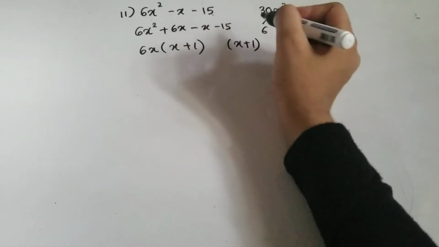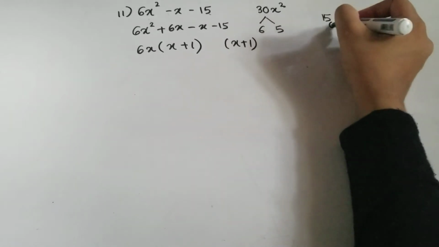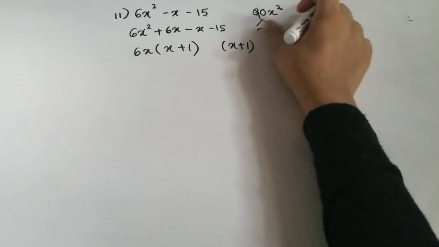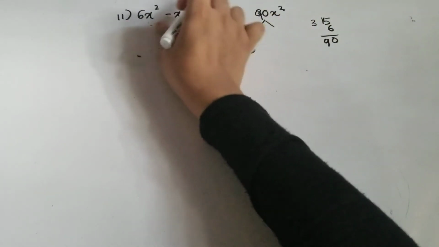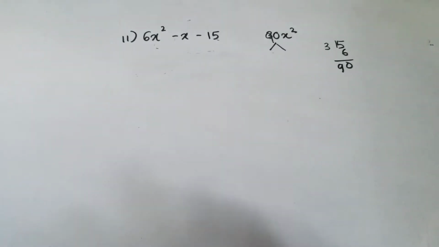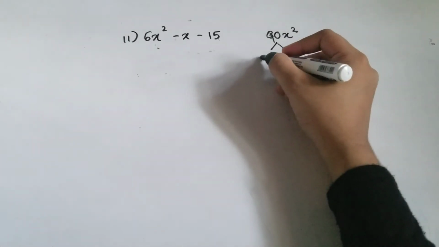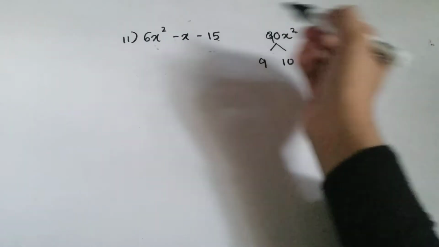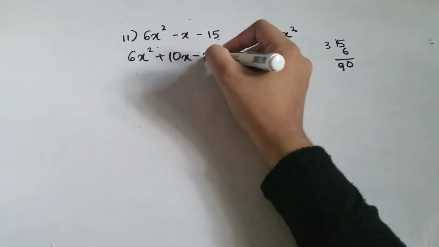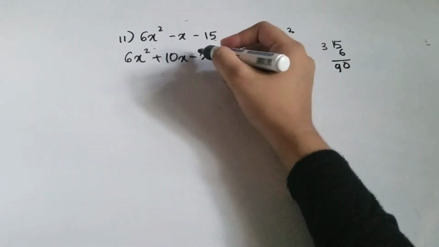Okay, this 15, not 5. Sorry. 15 into 6, 90 comes. So 90 means, what are the factors we can take? Yeah, we can take 9 times 10, because then only we get 1 here. 6x squared plus 10x minus x minus 15 minus 9x.